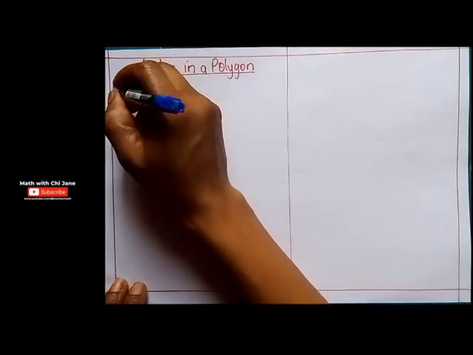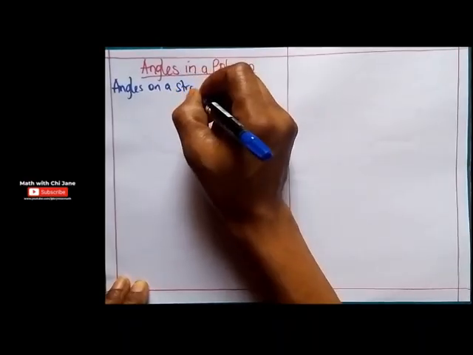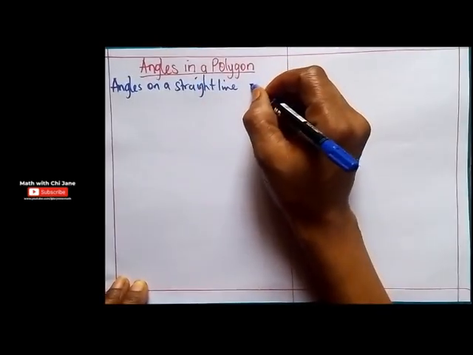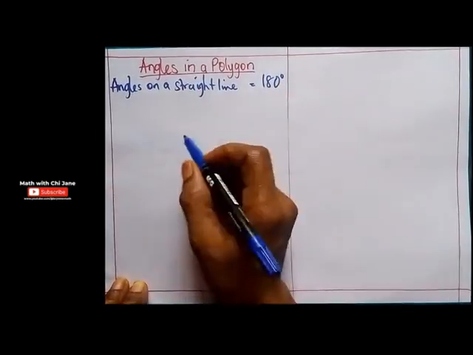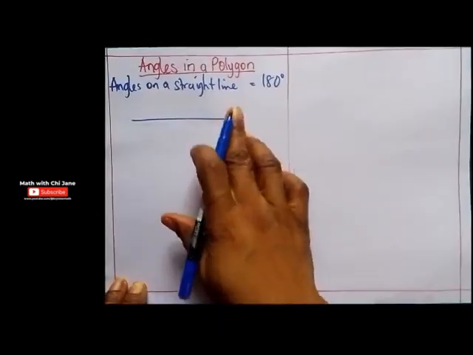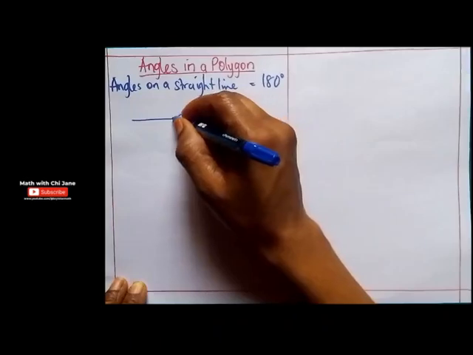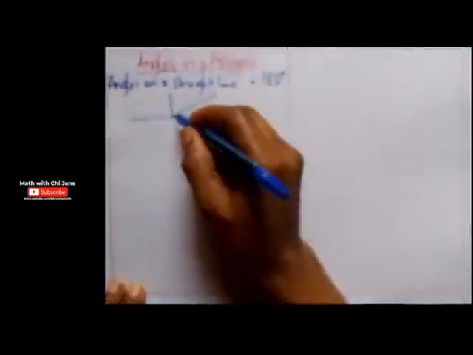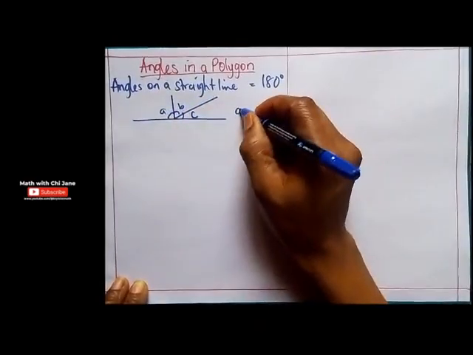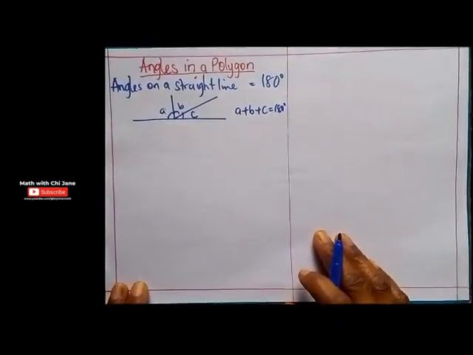The first one we'll start with is angles on a straight line. Angles on a straight line equal 180 degrees. So this is a straight line. Now a straight line can come as a horizontal line, or in slant form, whatever form, but we are sure this is angle on a straight line. So let's call here A, here B, and here C. What this means is that A plus B plus C is equal to 180 degrees. This is angle on a straight line.